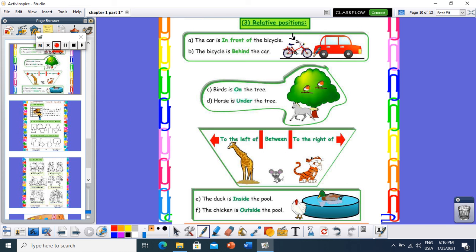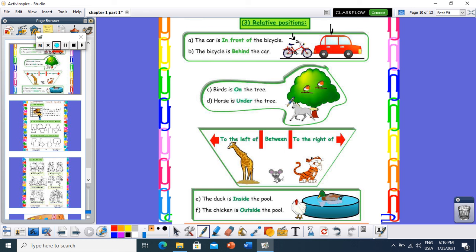So what is the position of the bicycle now? The bicycle is behind the car. And the car is in front of the bicycle. Okay, let's see the next picture. I have three birds and a horse.